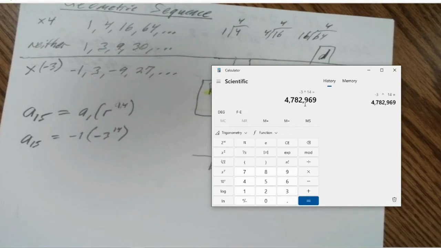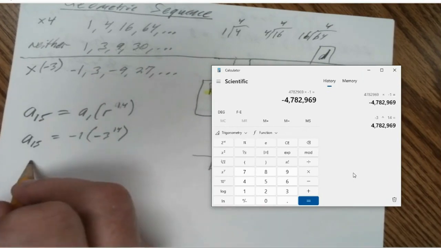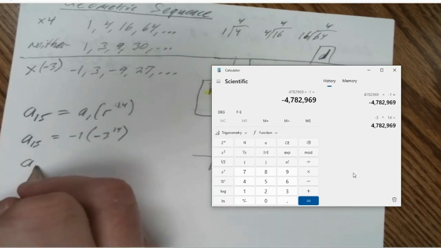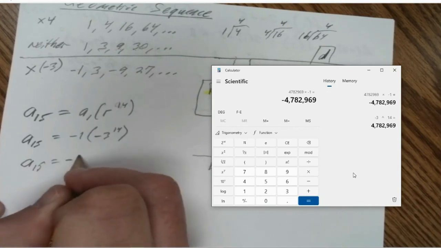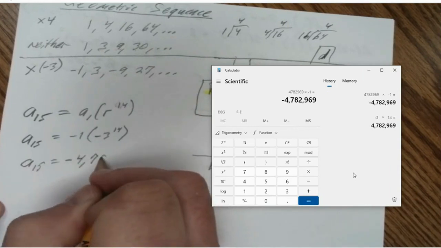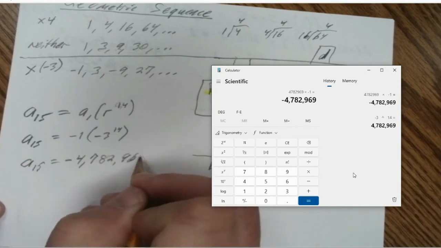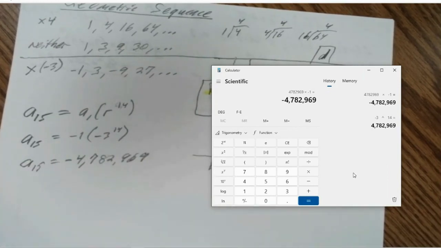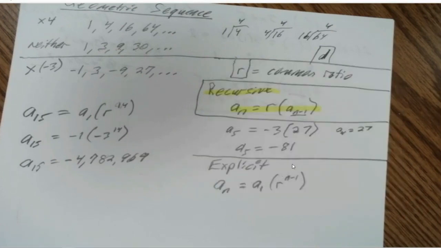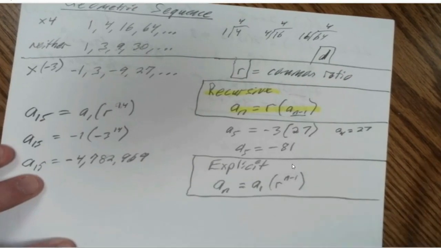4,782,969. And we need to multiply that times -1. So it's negative. A sub 15 equals -4,782,969. So that saved us a lot of work in getting there. Multiplying by -3, -3, -3, -3. We can use this explicit formula to jump straight to it.